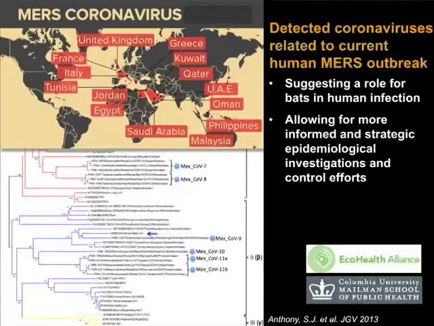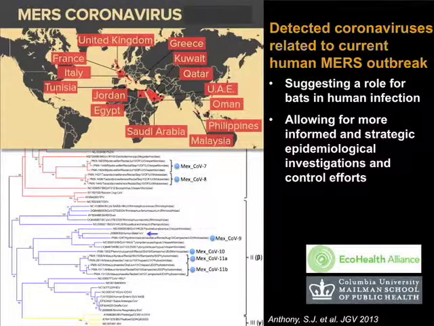But at the time that the first few cases presented themselves and we had some sequence data, we looked into all of the sequences that we had collected for coronaviruses as part of this PREDICT program. And we found, as you can see, that one of our coronaviruses, so here's the human case, one of our coronaviruses from Mexico, from bats, was very closely related to the human case.